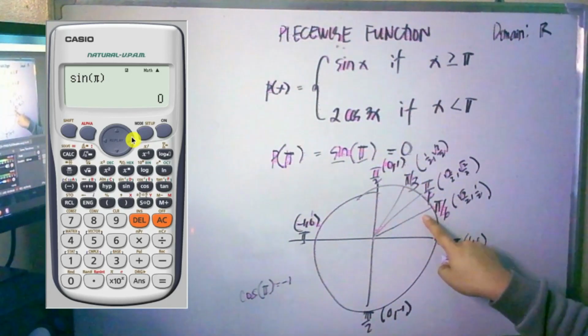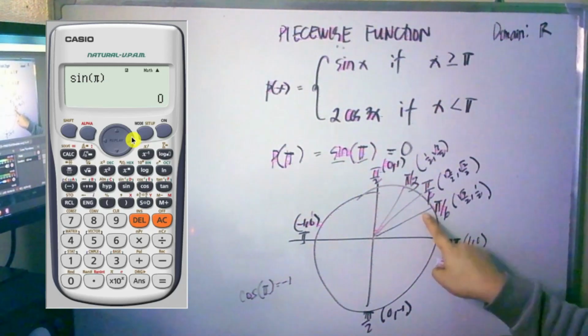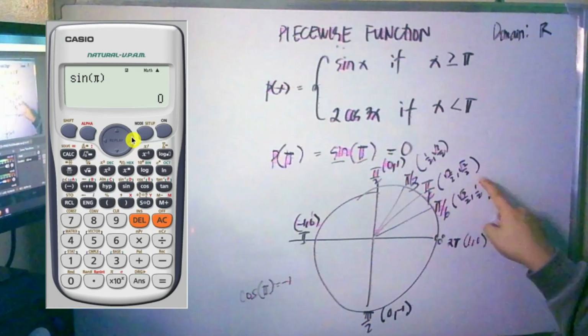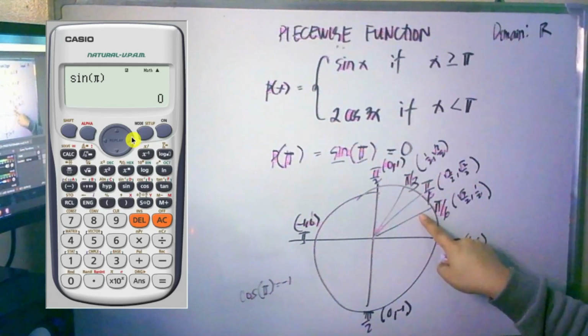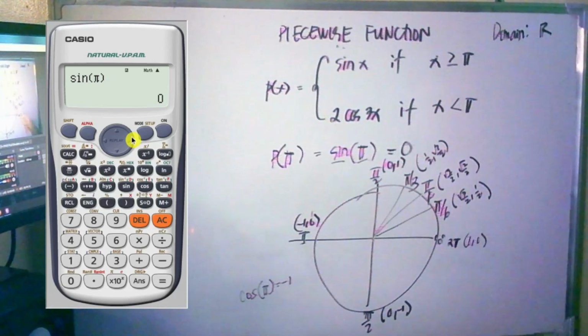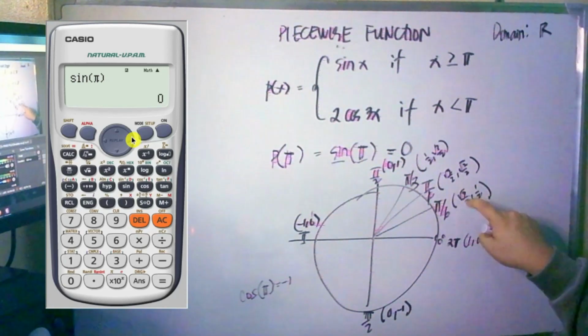Okay, let me just test you. What is sine of pi over 6? Sine of pi over 6. This is 1/2. What is cosine of pi over 6? Cosine of pi over 6. Square root of 3 over 2. Yan, yung first coordinate yung kunin natin.